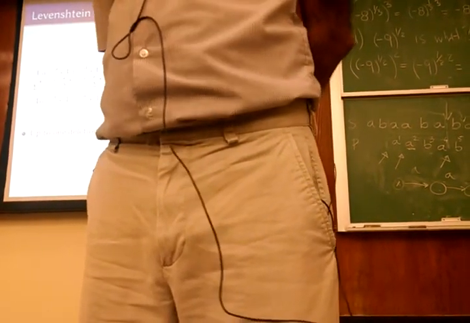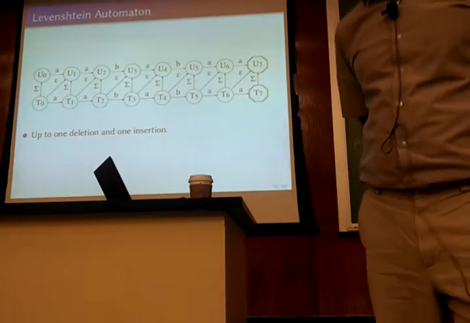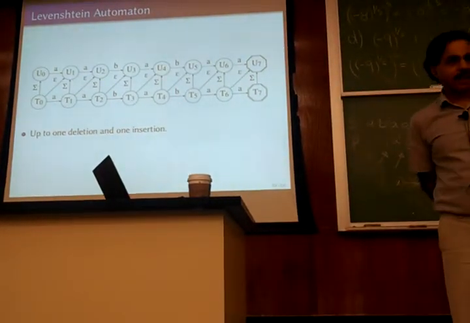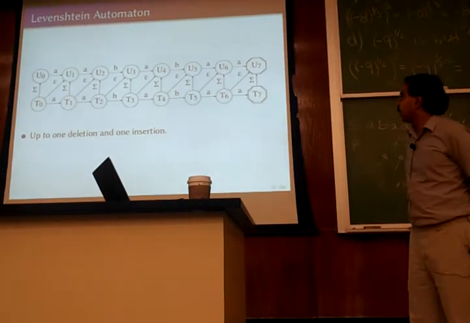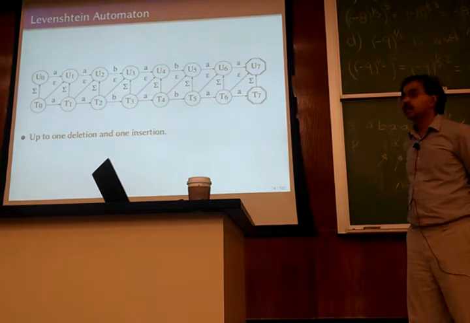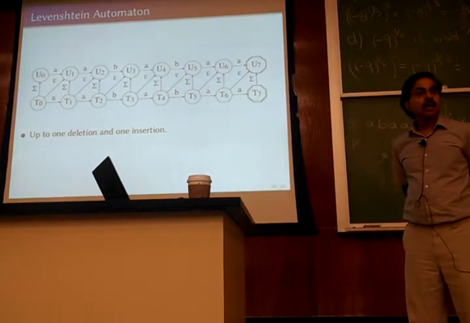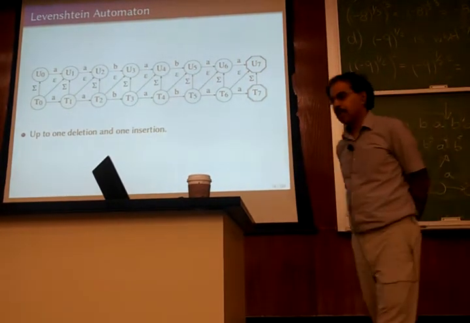We need to add a new set of states instead of epsilon. Again, you don't need more states. You can go from T1 to U2, T1 to U2, on sigma once again, right? So that's what we do.